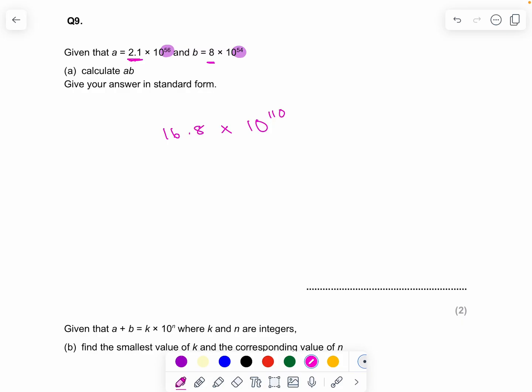Now it's not in standard form. You get 1 mark for just writing that. But now I need to put it into standard form. I'm going to move my decimal point 1 place. So it becomes 1.68. And then that means I need to add on 1 more to the indices to make sure it's still the same number. So it's 1.68 times 10 to the power of 111.